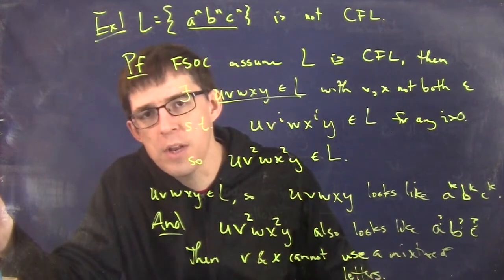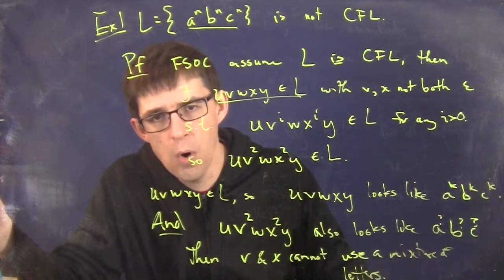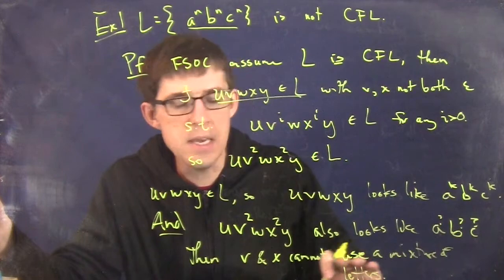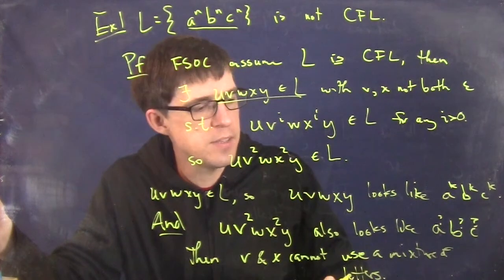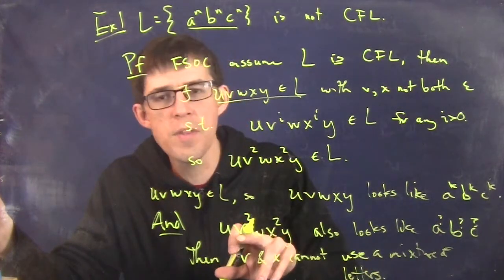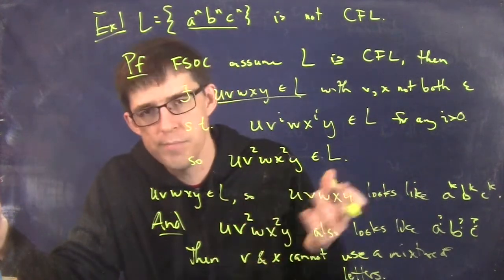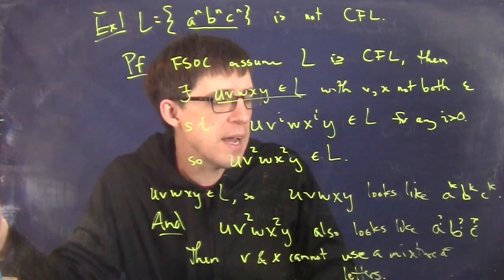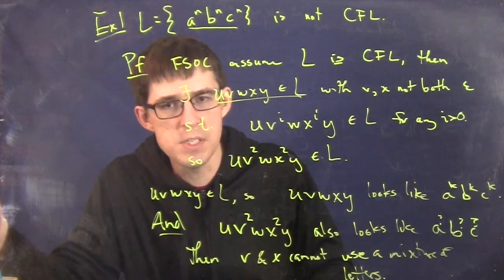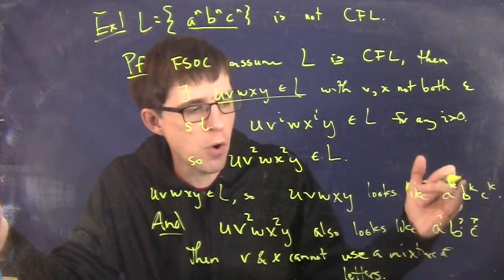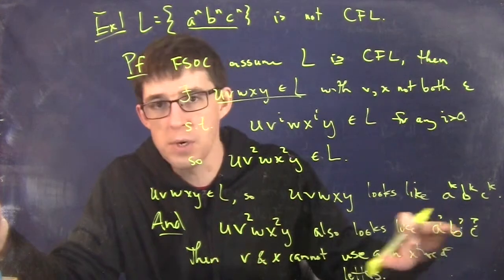By that I mean they are either just all A's or all B's or all C's. If they have any mixture of letters, some A's and some B's, then when you square them, the order will get all messed up. It won't be all the A's first and then all the B's. And similarly, X cannot have some mixture of B's and C's. It has to be all C's or all B's, or else the format of the string will get screwed up.